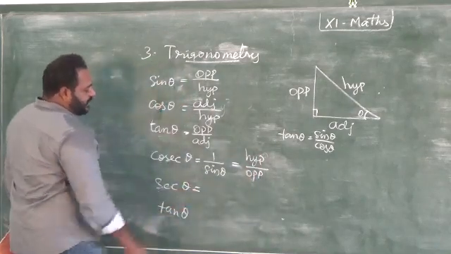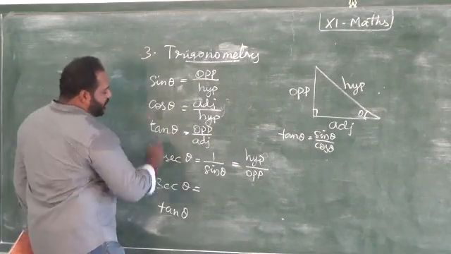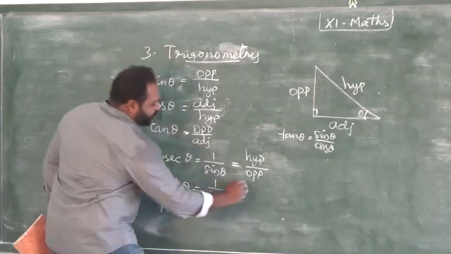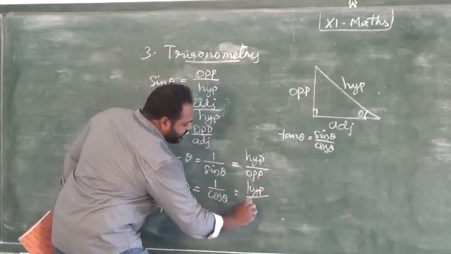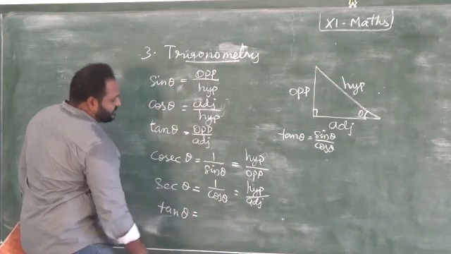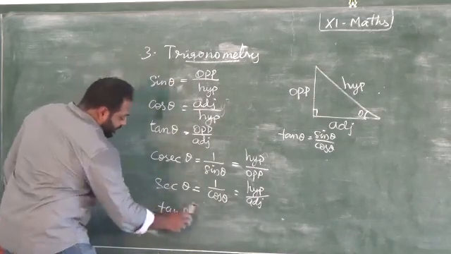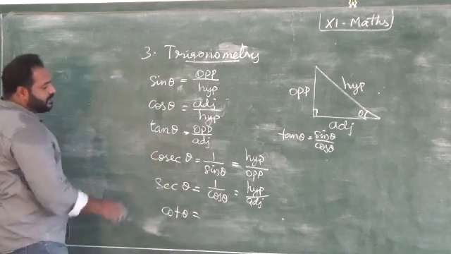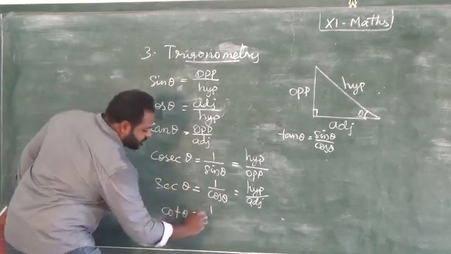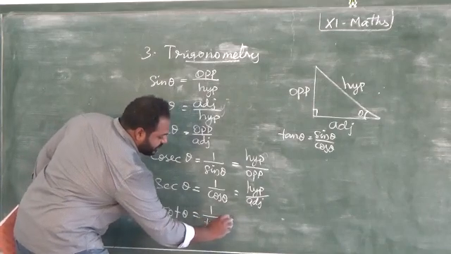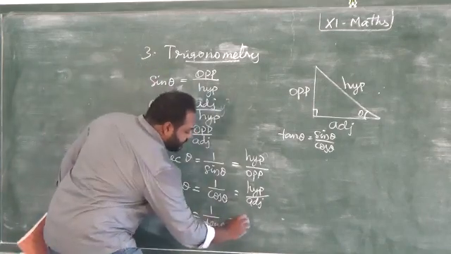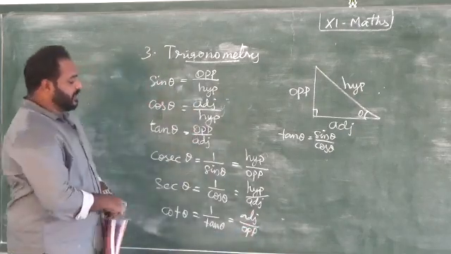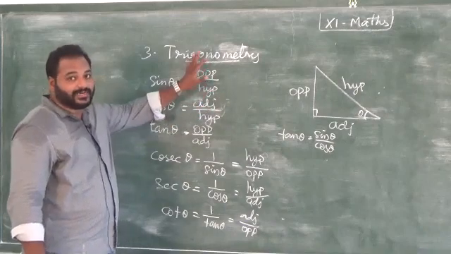Secant theta is reciprocal for cos theta. It is 1 by cos theta. So it is hypotenuse by adjacent. Next, sorry, this is not tan theta. This is cot theta. Cot theta is reciprocal for tan theta. So 1 by tan theta equal to adjacent by opposite. So these are the basic things before we start to learn trigonometry.